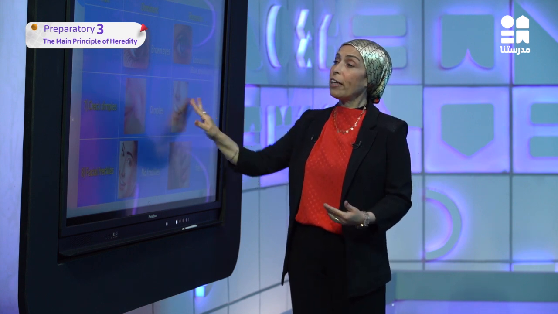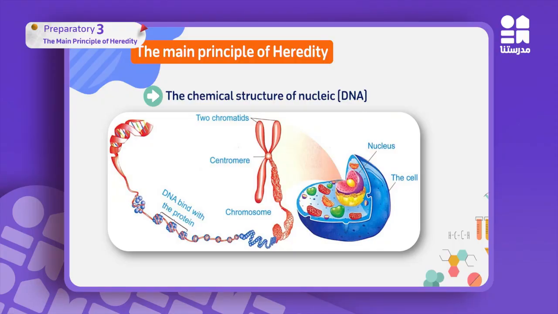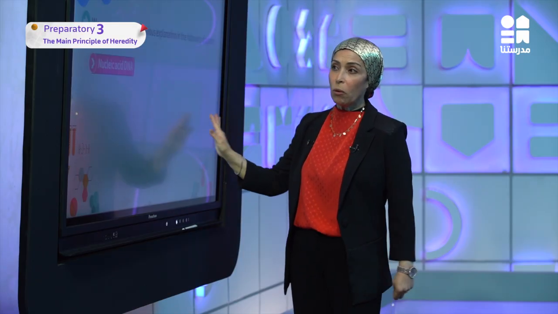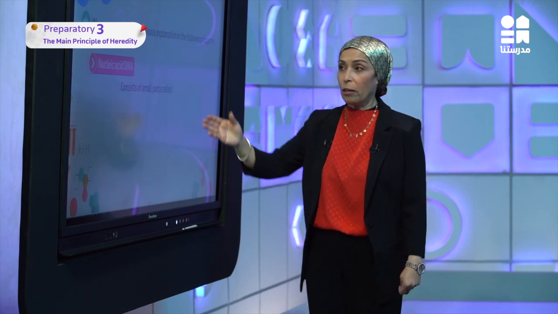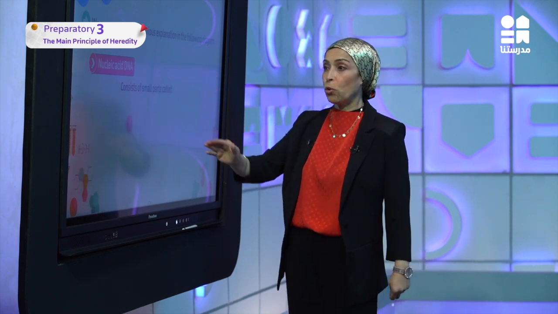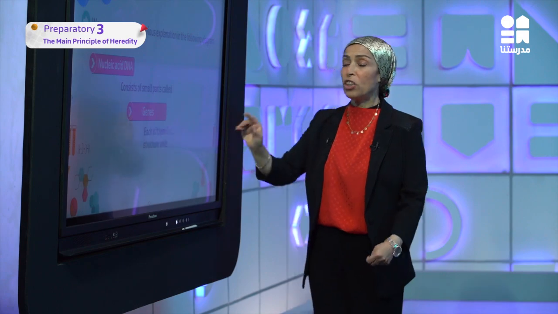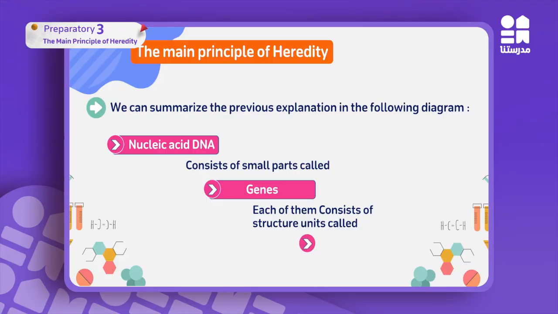طيب finally هنا حبيت اعرف او انا عايزه اعرف ايه الستراكشر ده اللي قدامي. ده الكيميكال ستراكشر اوف نيوكليك اسيد اللي هو دي ان اي. طب الدي ان اي في الكومبوننتس بتاعته مكون من ايه؟ مكون من جينز. تعالوا نشوف ايه هو الجين. يبقى الجين now is a part of nucleic acid. Nucleic acid DNA consists of parts called genes, and each gene consists of parts called nucleotides. Nucleotides are a part of genes.